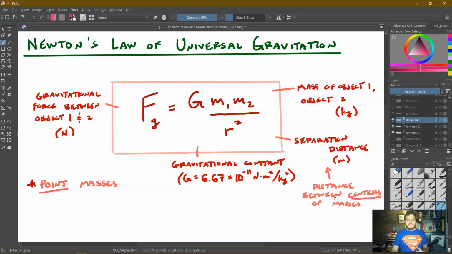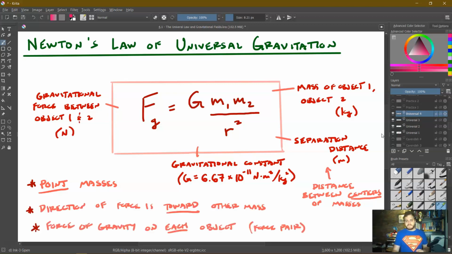But this is the distance between the centers of these masses. So if I've got the Earth and the Moon, the distance has to go from the center of the Earth to its surface, the distance between, and between the surface of the Moon and its center. That would be the total R there. Additionally, the direction of the force is always toward the other mass. So that makes sense. Gravity is always attractive. So one is towards one mass, the other is towards the other mass.